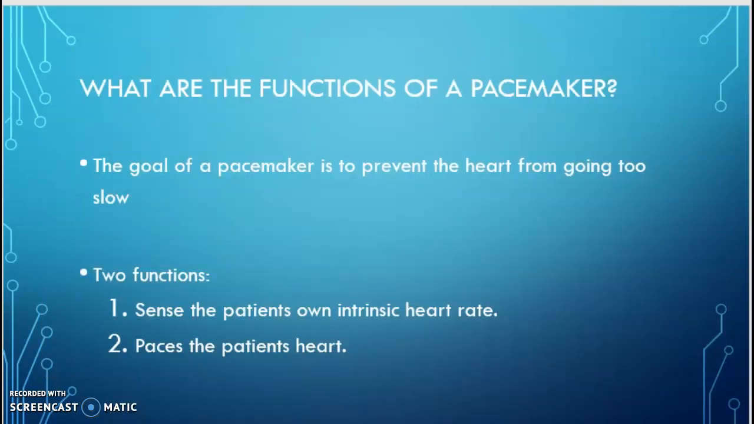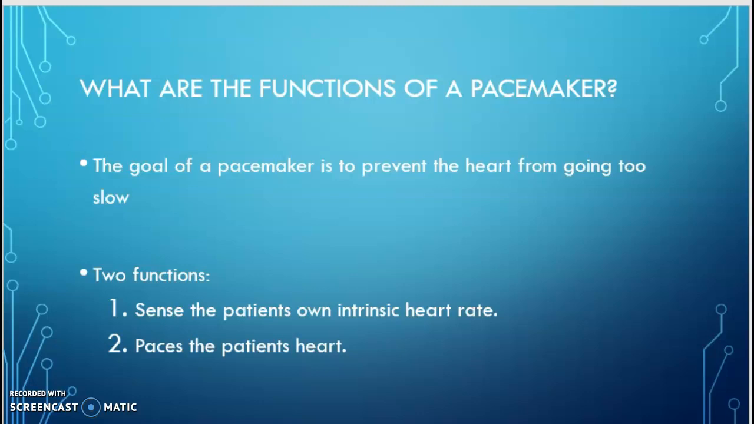Okay, so we've discussed what a can is and a lead. You'll need to know what an active lead is, a passive lead, a single chamber can, and a dual chamber can. The next section we're going to be doing is distinguishing the functions of a pacemaker.